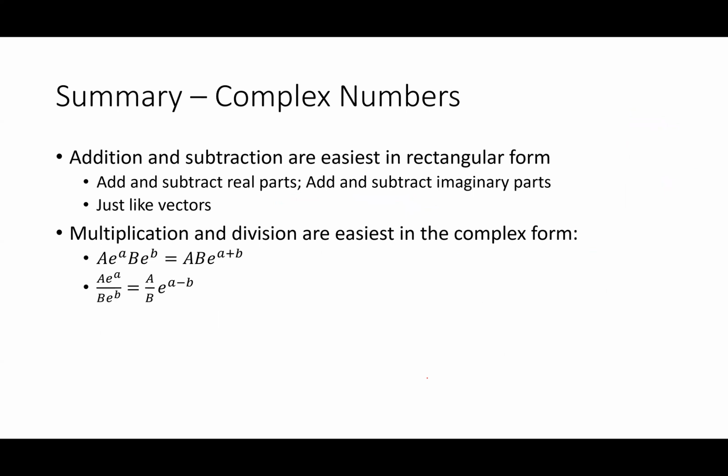So addition and subtraction are easiest in rectangular form. We've talked about that. Basically, you just add and subtract the real parts. You add and subtract the imaginary parts separately. So everything's just like vectors. All right. And then multiplication and division are easiest in the complex form because when you look at them, all you have is basically just exponential manipulation. All right. Which is something you should be familiar with.